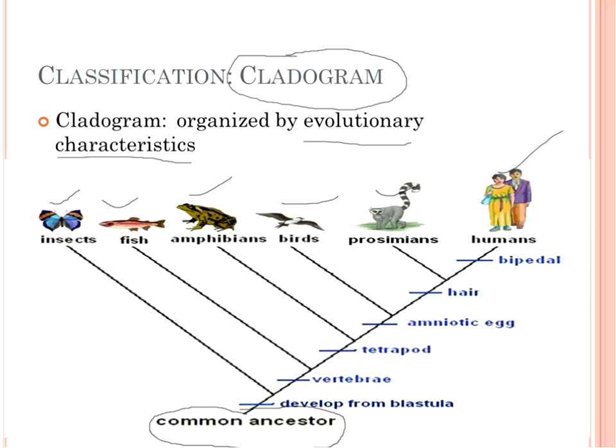And then once these different clades came about or derived traits like vertebrae, well, then everything above it is a vertebrate. Tetrapod, everything above it is a tetrapod. Amniotic egg, everything above that has amniotic eggs. Hair, bipedal. So these are the characteristics or derived traits that these animals picked up that separated them off on their own specific clade. So what you need to know about cladograms, they just organize things based off of evolution, and they're organized from oldest over here all the way to most recent on the fossil record to the right.